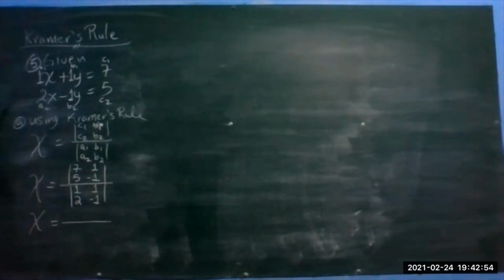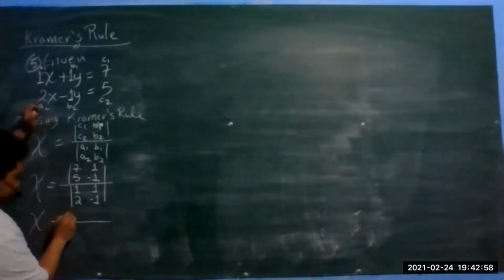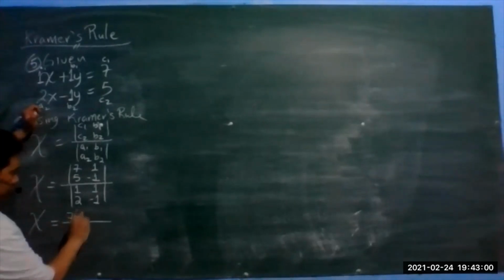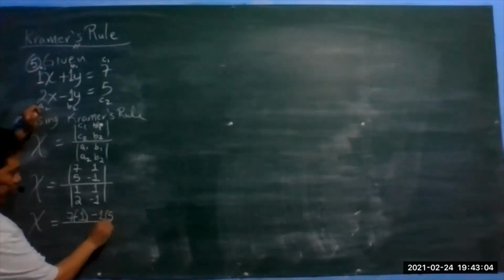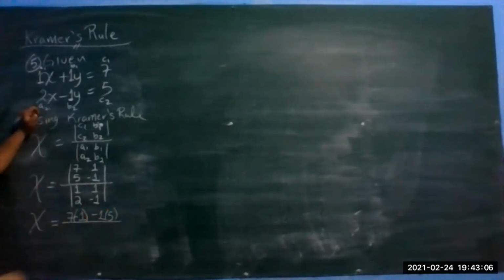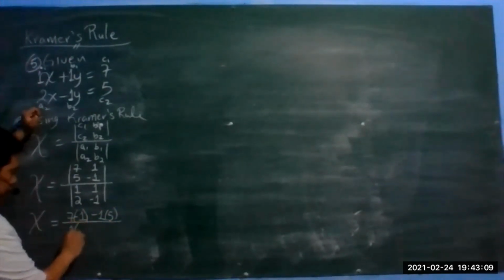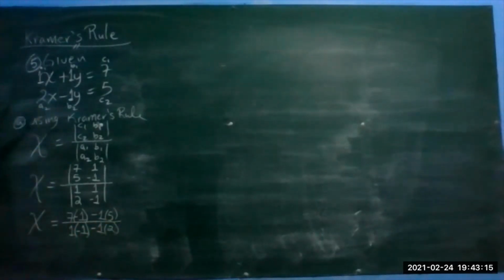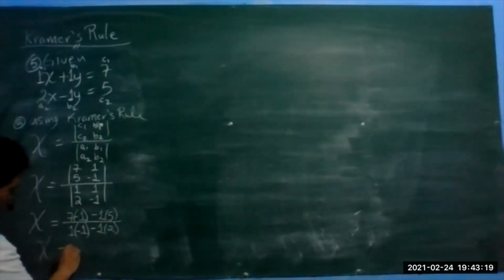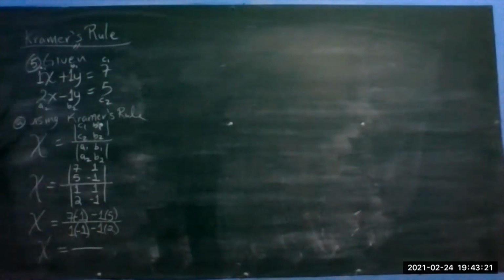And of course, we're doing determinant, AD minus BC. So I'm going to have 7 times -1 minus 1 times 5. That's my numerator. Then 1 times -1 minus 1 times 2 for my denominator. I have space, so I'm going to do the next calculation here.